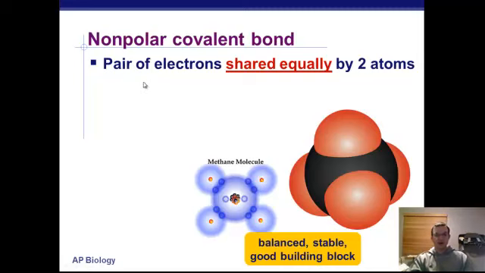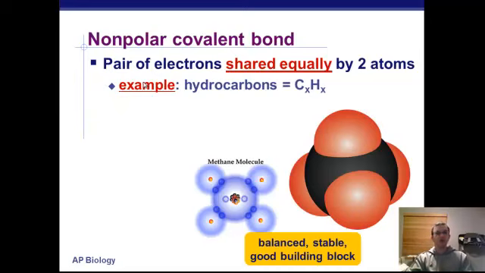You can see this come back a little bit later on. Good examples of these are your hydrocarbons. Methane is a good example, as are propane and octane. If we take these and start combining many of them together, this becomes the building blocks for making carbohydrates, proteins, lipids, and nucleic acids as well.